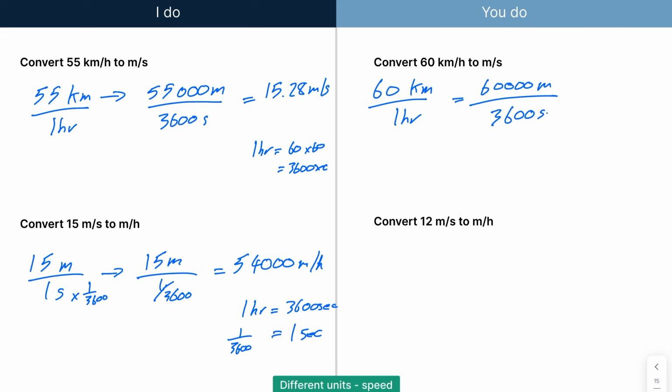And now I'm just going to divide that. So 60,000 divided by 3,600. And that gives me an answer of 16.67 meters per second.